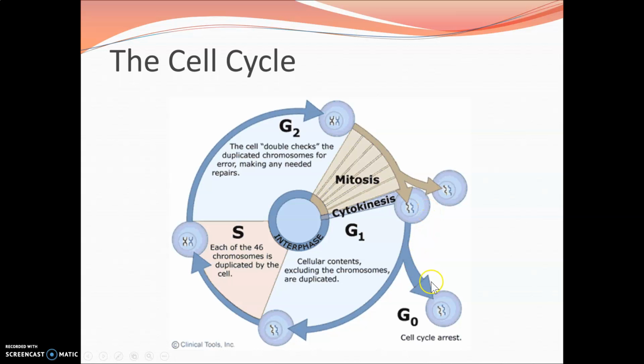Notice over here this G0 phase. This is when the cell cycle stops, so that's a special case. We're not necessarily going to be talking about that phase as much. We're going to be focusing on the ones that are in this circle here in this lesson.